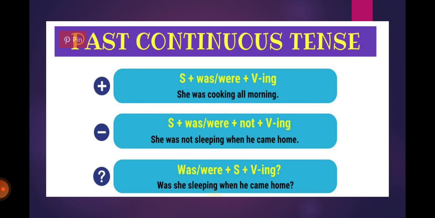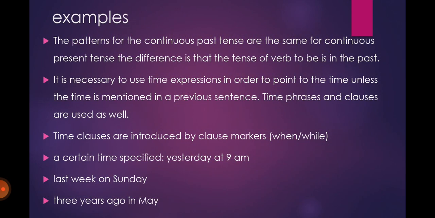And in yes/no questions we have was or were at the beginning of the sentence, plus the subject, and then comes the verb ing form. Was she sleeping when he came home? So these are the three forms that we can have for the continuous past tense. And in addition to yes/no questions, we have information questions, of course.